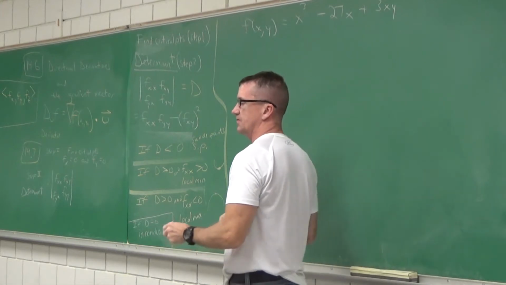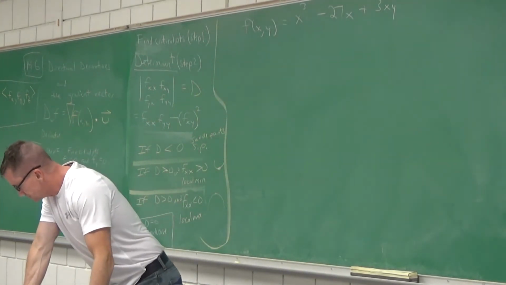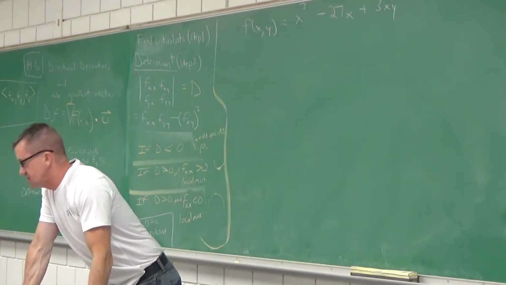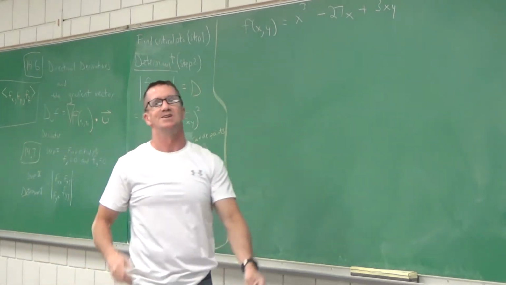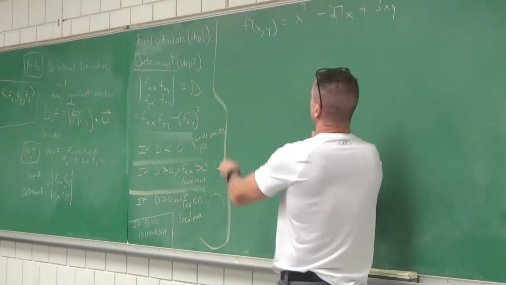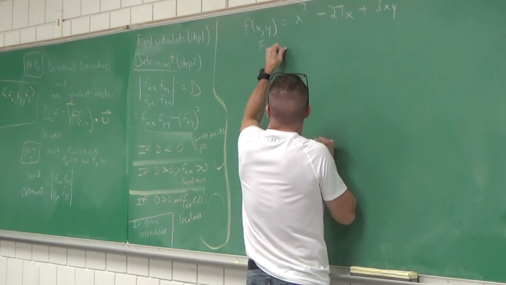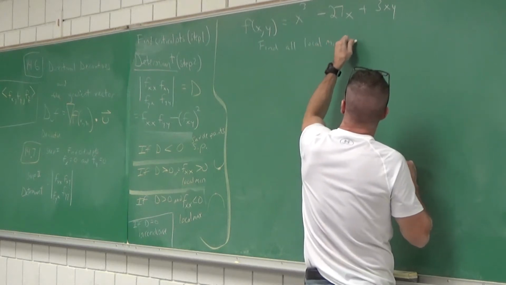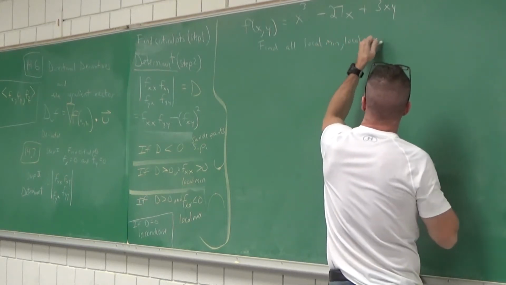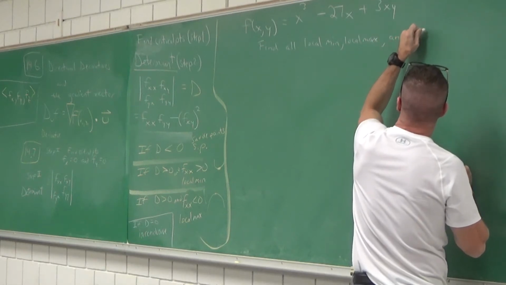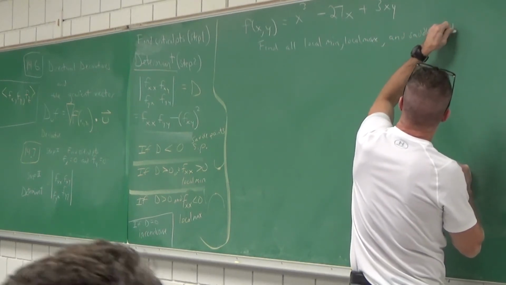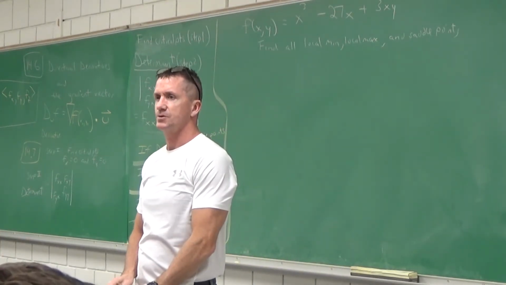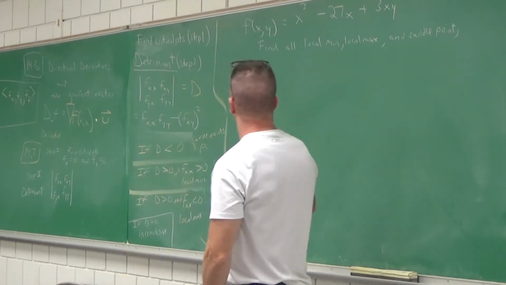The question is, can you find the critical points and find all local maximum and minimum values and saddle points for the function? So this is in 14.7. Find all local min, local max, and saddle points. You all know what I mean by a saddle point? Determinant, right? So what's step 1?